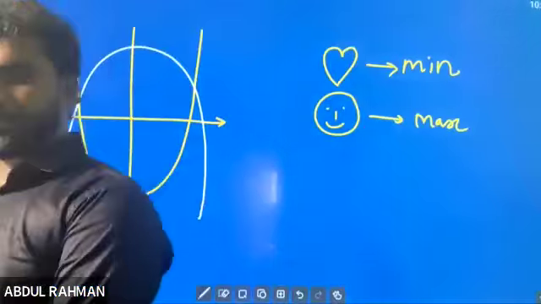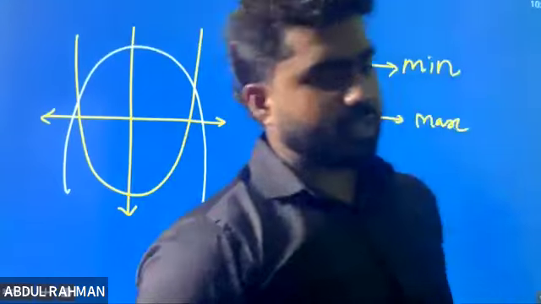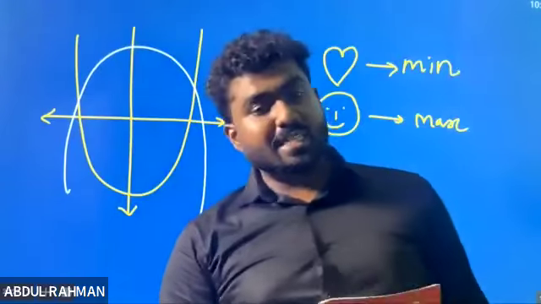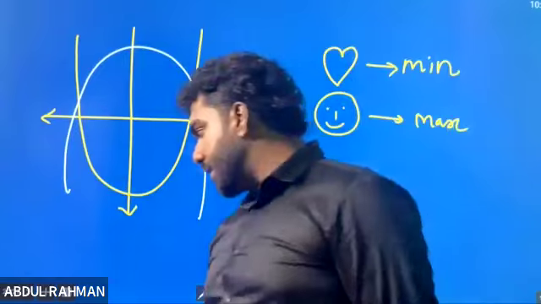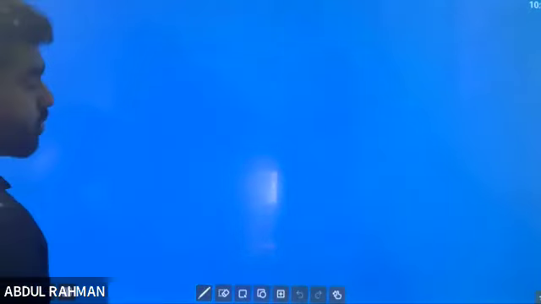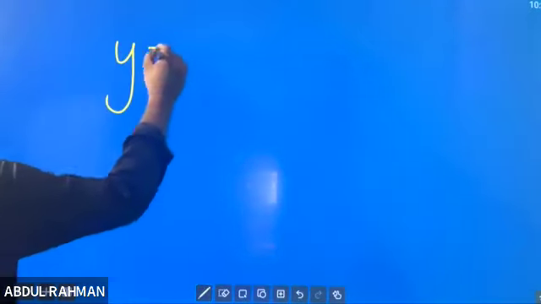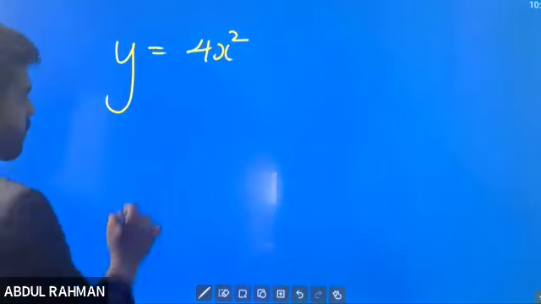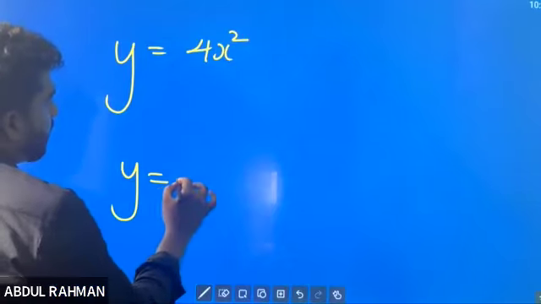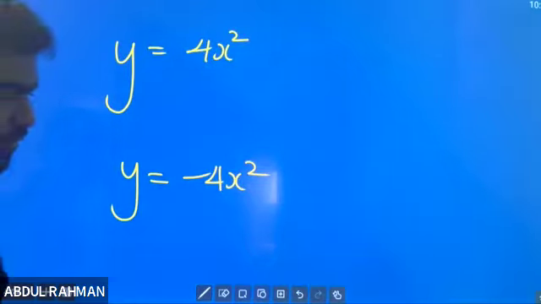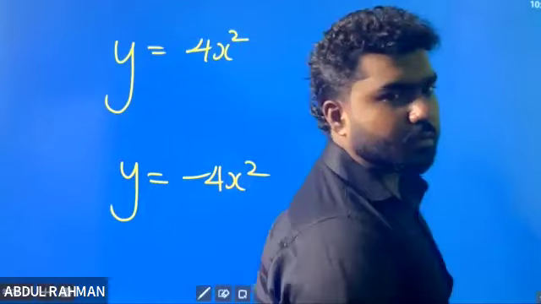So now you understood the nature of the graph. So first thing is what? We found out the nature of the graph. Now I'm asking you, y equal 4x squared. Y equal minus 4x squared. Find the nature of the graph. Find the nature.